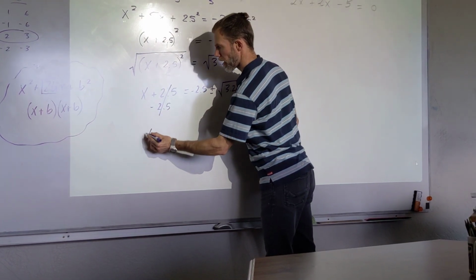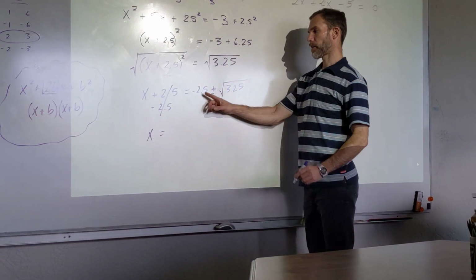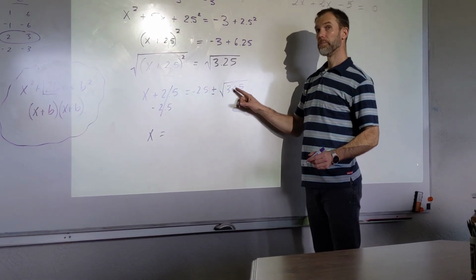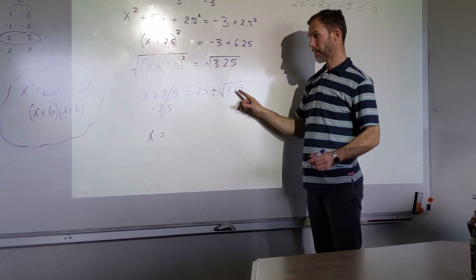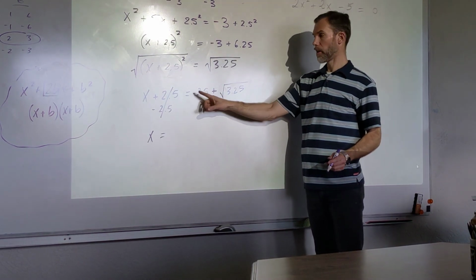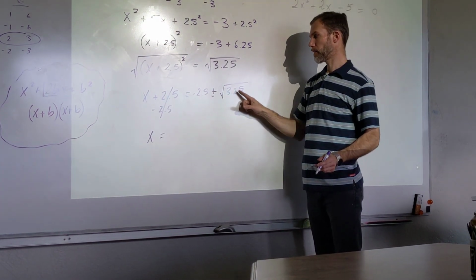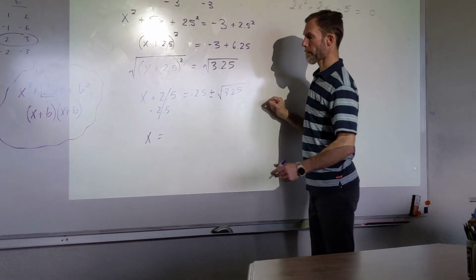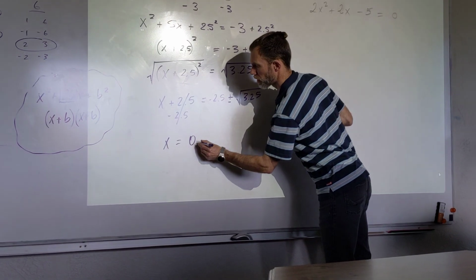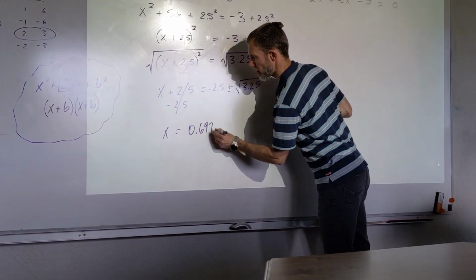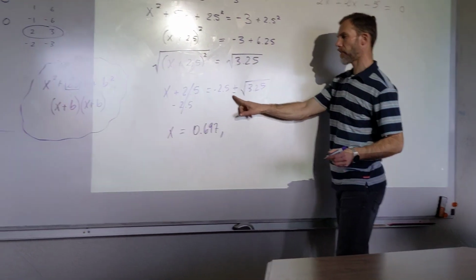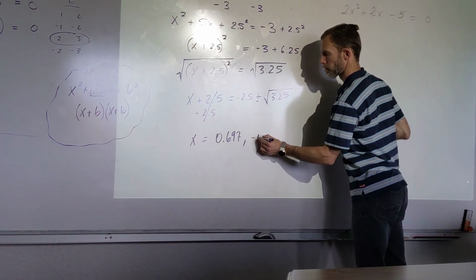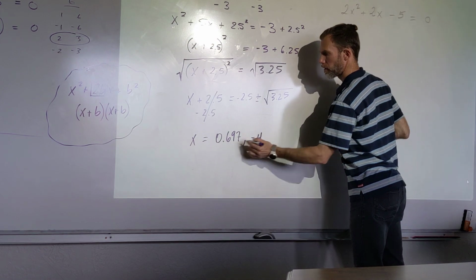And this cancels, and so my values for x are going to be -2.5 plus this, and then -2.5 minus this. Someone do some calculator work for me. What's -2.5 plus root 3.25? The root of 3.25? Negative 0.697. And if I do a negative here instead of a positive, what do I get? Negative 4.303.